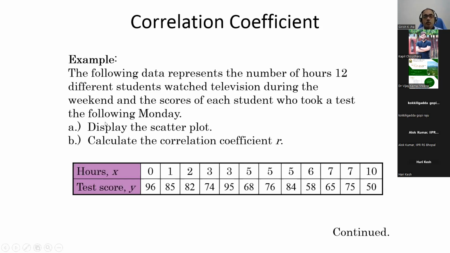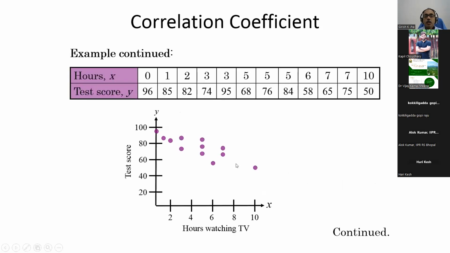So first you have to display the scatter plot, and you have to calculate the correlation coefficient. How to display? Anything you plot on the x-axis, anything on the y-axis. So these are the hours of watching TV, and this is the test score. With this data, the students who had watched 0 hours had scored 96 marks. If a student had watched 1 hour, he has got about 85 marks, like that. So on the x-axis there are hours, and on the y-axis you have the score.